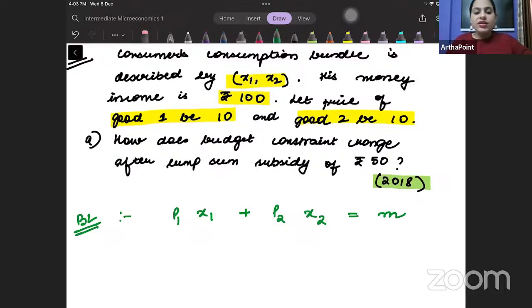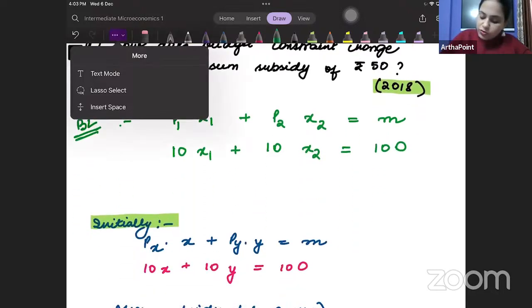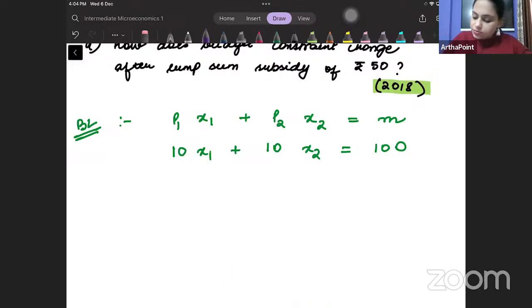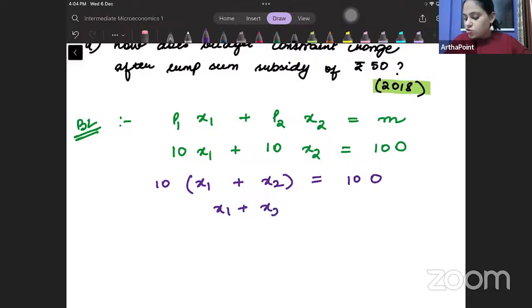But a price of good 1 is given as what? 10. 10 X1. Price of good 2 is given as what? 10. 10 X2. Income of consumer is given as what? 100. देख लो बेटा आगे कर दो जरा इसको solve करो. What will you get? You will get X1 plus X2. I'm taking 10 common is equal to 100. So X1 plus X2 is equal to 10.